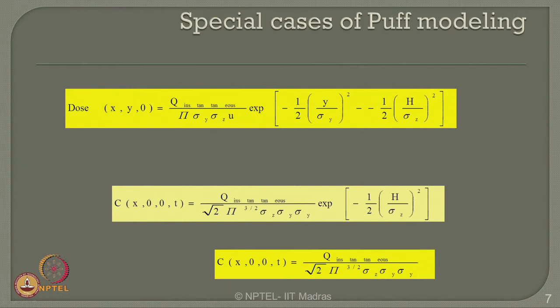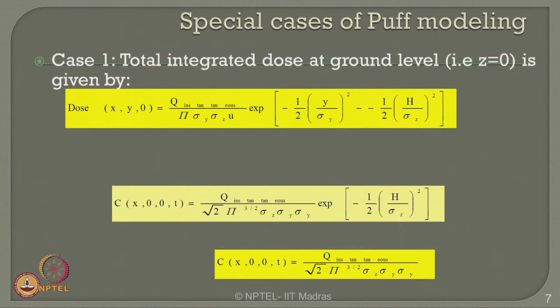There can be some specific cases, what we call special cases of puff modeling. Let us say case 1, the total integrated dose to be obtained at ground level, that is where z is 0, is given by a dosage expression, where it can take an energy of instantaneous release of the gas given by this expression.